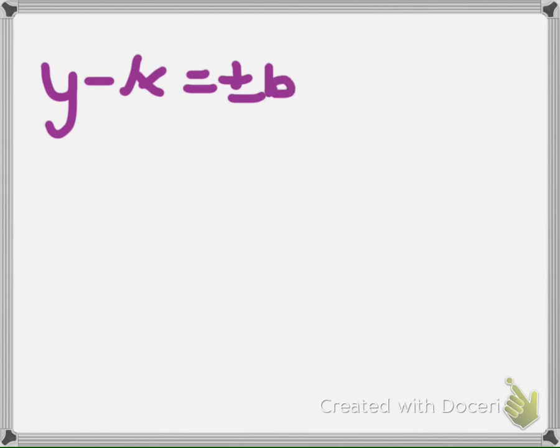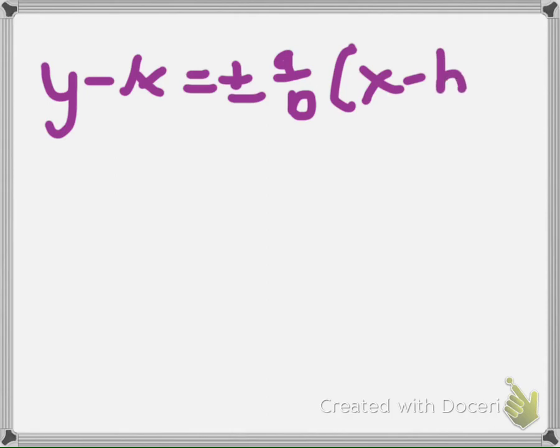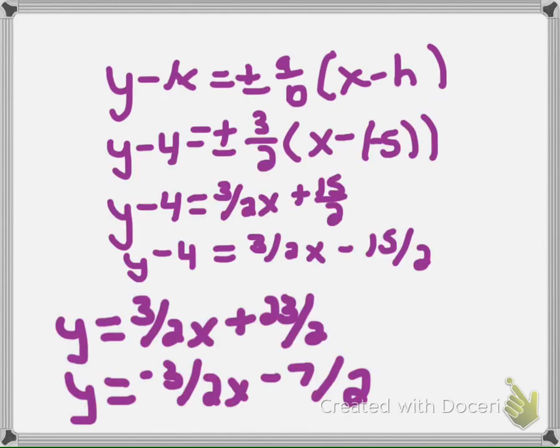So because it's vertical, we know that the equation is y minus k, this was in the notes that I had you write down, equals plus or minus a over b times the quantity x minus h. And so if we replace things, I get y minus 4 equals plus or minus 3 over 2 times x minus negative 5.